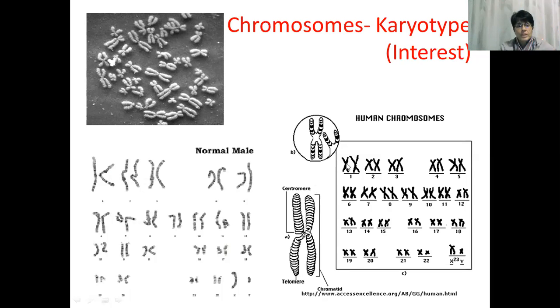They're stuck together. So there's chromosome pair 1, chromosome pair 2, 3, 4, 5, 6, 7, 8, 9, 10, 11, 12, 13, 14, 15, 16, 17, 18, 19, 20, 21, 22, 23.